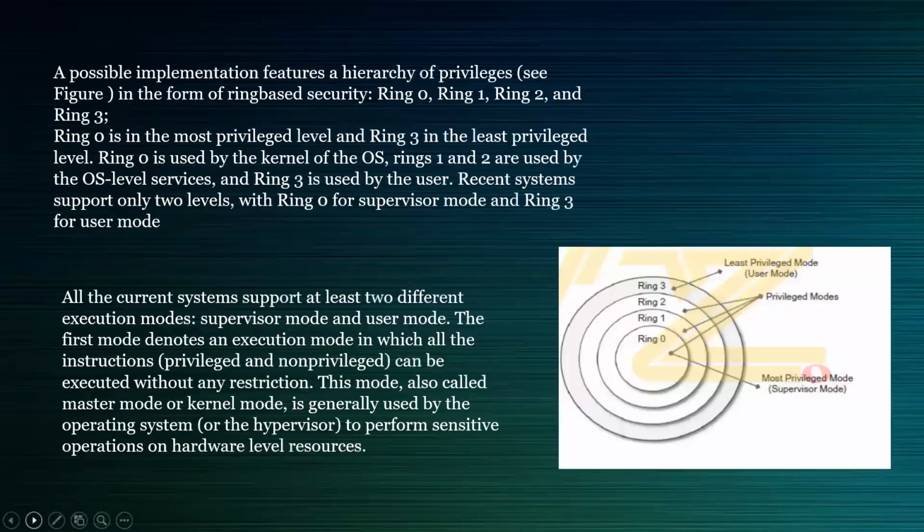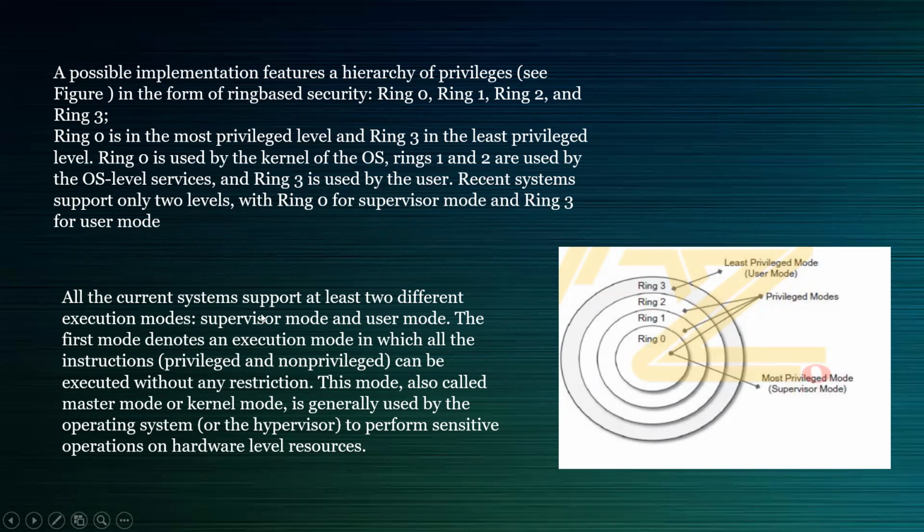So let us see here a possible implementation feature. Here we have a security and machine restriction model, where we can see ring 0, 1, 2, 3, and it goes on, and the least privileged mode is ring 3. Rings 2 and 1 are privileged modes, and the most privileged mode is ring 0. In the ring-based model, ring 0 is the most privileged and ring 3 is the least privileged. Ring 0 is used by the kernel of the OS, rings 1 and 2 are used by the OS-level services, and ring 3 is used by the user. Recent systems support only two levels, that is ring 0 for supervisor mode and ring 3 for user mode.